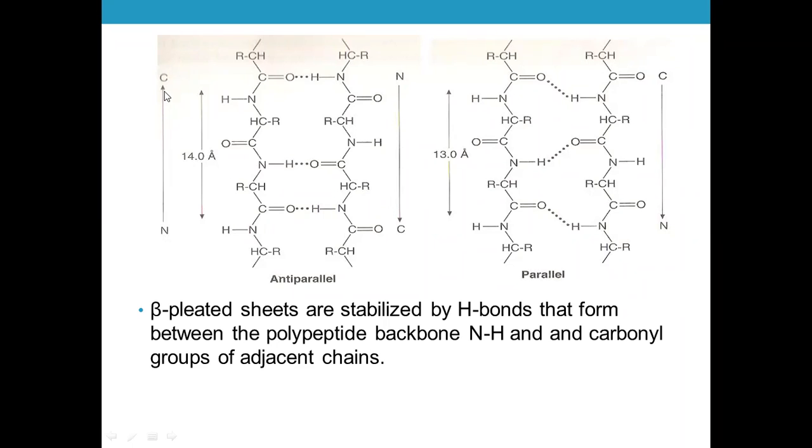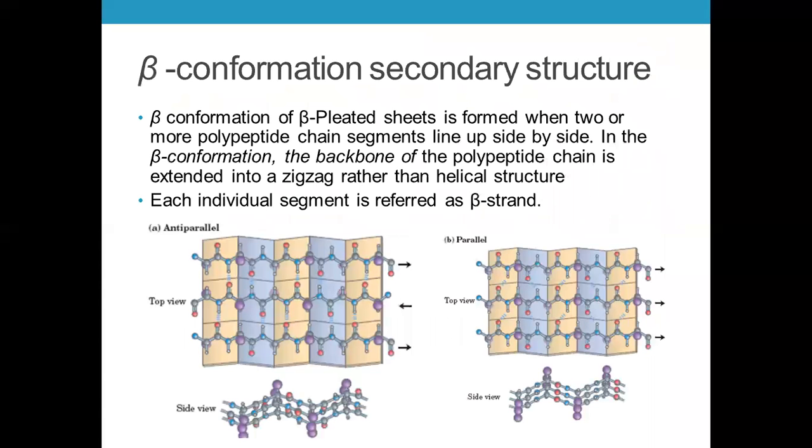But when the C-terminus of one polypeptide backbone and the other is in the opposite direction, like here on the left, you have the N-terminus going from down to top, and the other one has the N-terminus going from top down. Then this is what you call an antiparallel beta sheet formation.